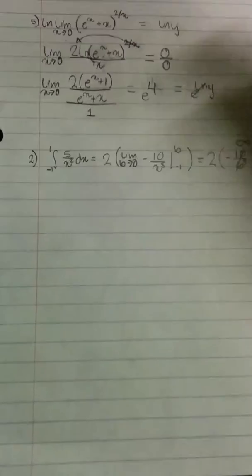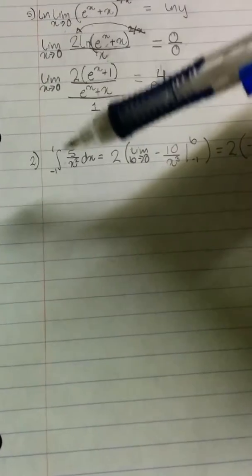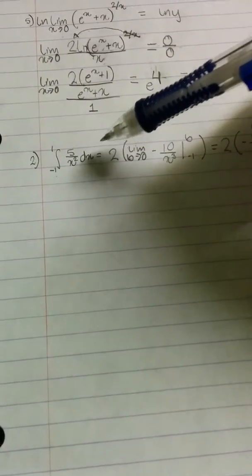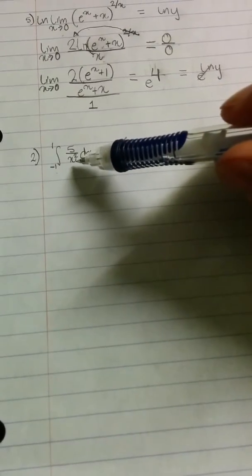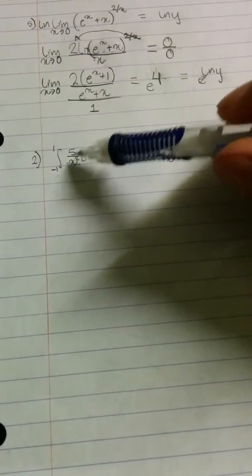Okay, this last one, I'm not sure if I had to do, but I did it just in case. This last one's asking from -1 to 1, the integral of 5 over x squared dx. So first what we're going to do is, as you can see, this denominator can't be 0.